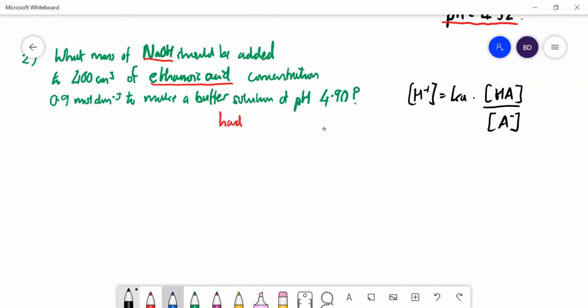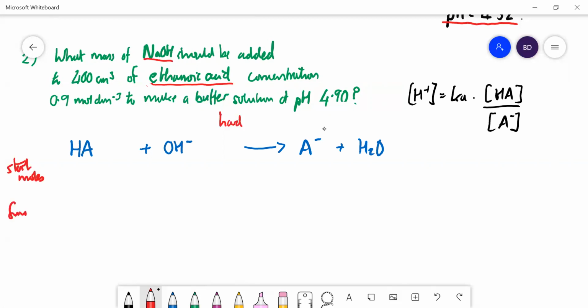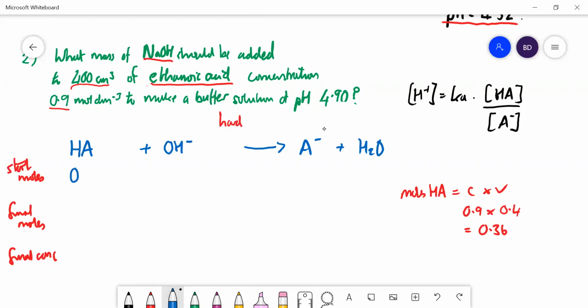Okay, so hard buffer, we always start off by writing down HA is going to react with some OH minus to give us A minus and water. And we'll have start moles, final moles, and final conc. Start moles of HA: we have 400 centimeters cubed of 0.9. So moles HA is conc times volume, 0.9 times 0.4 dm cubed, which is 0.36 moles.